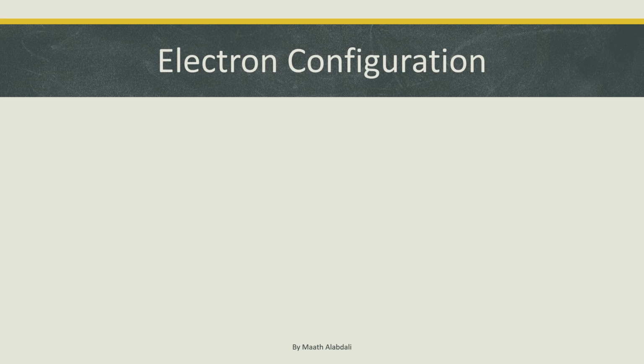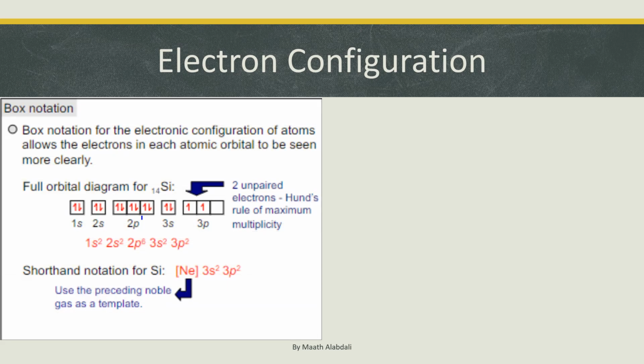Electron configuration. This is where it slightly gets interesting. Now, in electron configuration, we have to use the box notation, or literally the normal notation, which is 1s, 2s, 2p6, and so on. Box notation for an electron configuration of atoms allows the electron in each atomic orbital to be seen more clearly. So this is the full orbital of silicon, and it has a total number of electrons of 14.